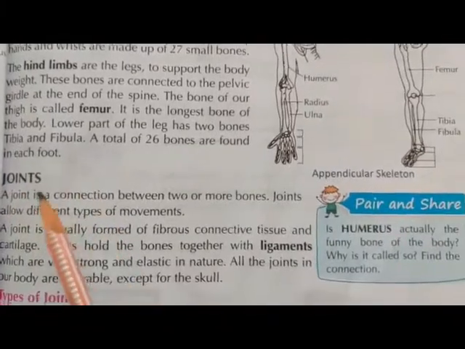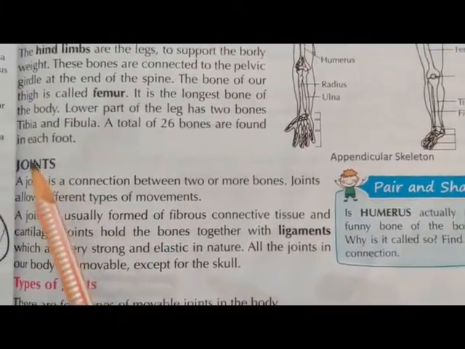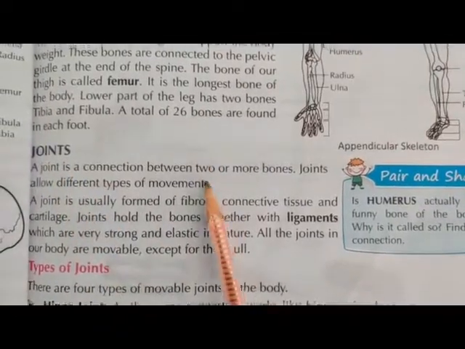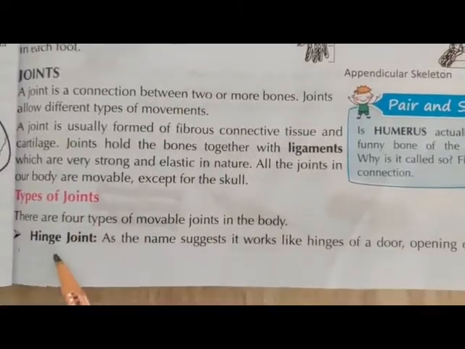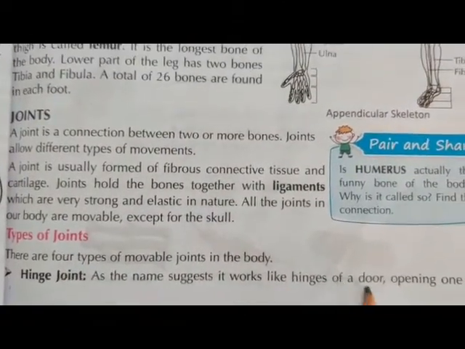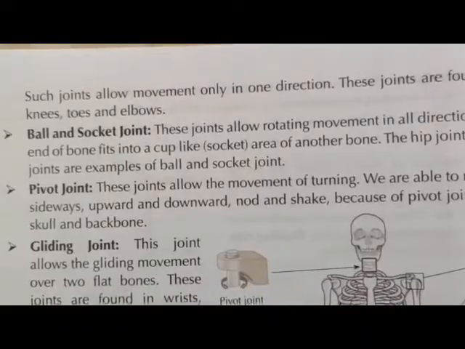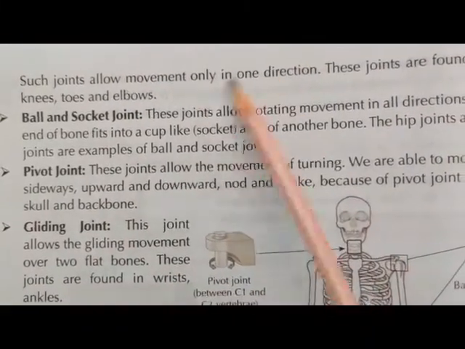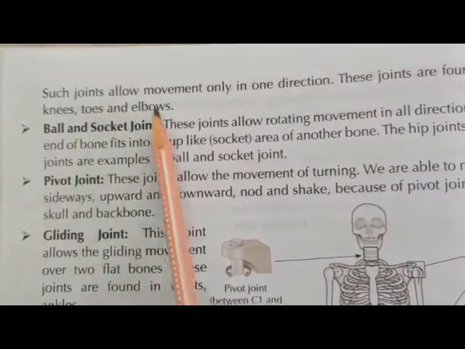Next, joints. As we know, joints are important for movement of our body from one place to another. There are different types of joints. Firstly, the hinge joint. As the name suggests, it hinges like a door opening one way. Such joints can move only in one direction, and these are found in the knees, toes and elbows.